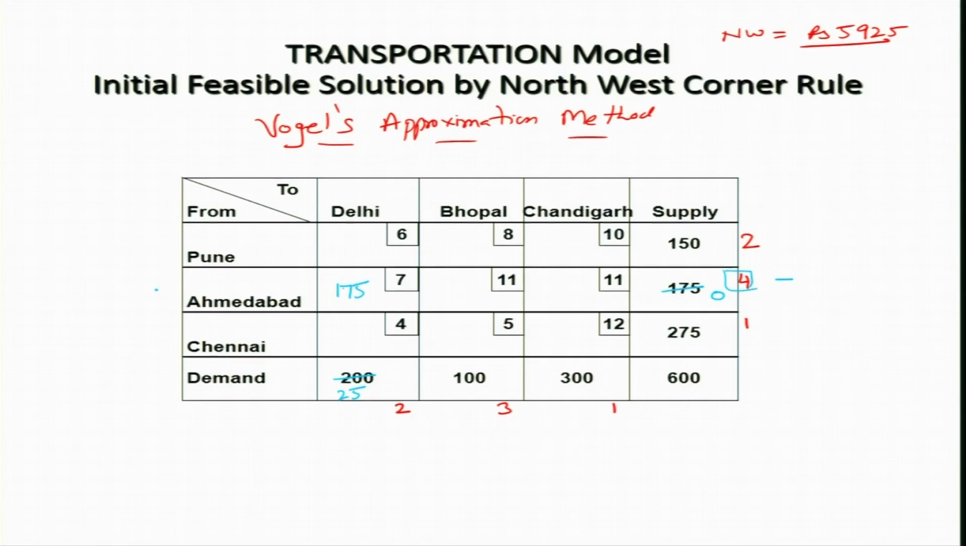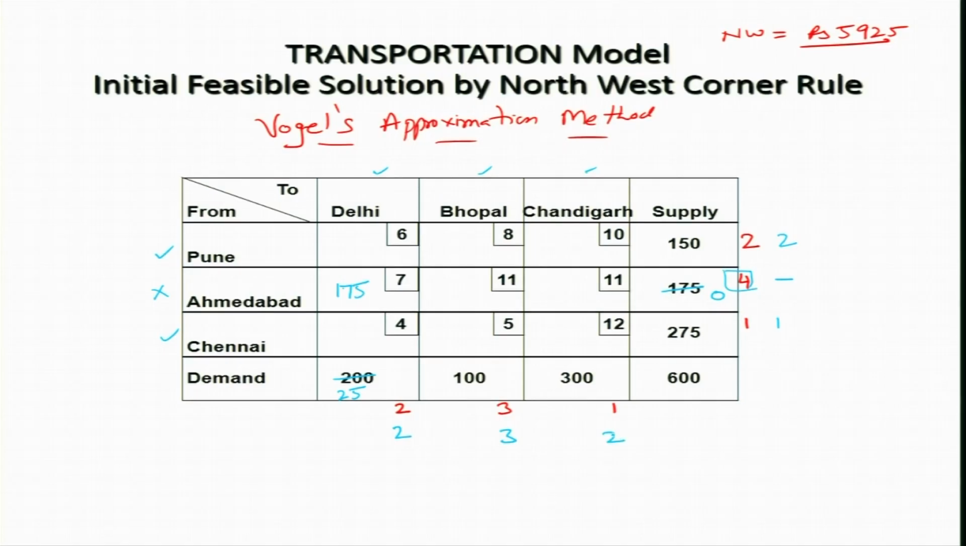Now once this is done, Ahmedabad is no longer under consideration, because no material is available with Ahmedabad. So, now we have only 2 sources and 3 destinations, where the 2 sources have materials and the 3 destinations have the demand. Now, again calculate the differences: 2, again 1, and this column we are not considering, and this row we are not considering. So, 4 and 6 gives 2, 5 and 8 gives 3, and 10 and 12 gives 2.